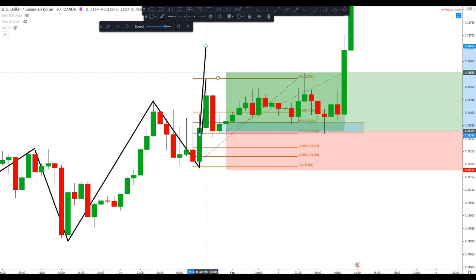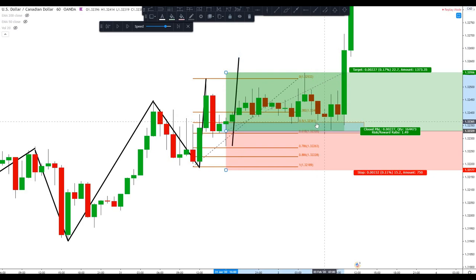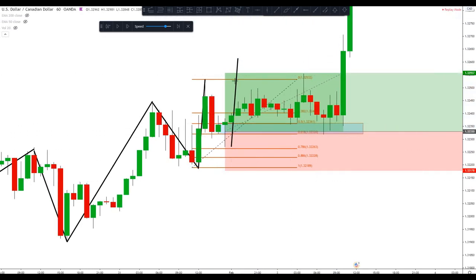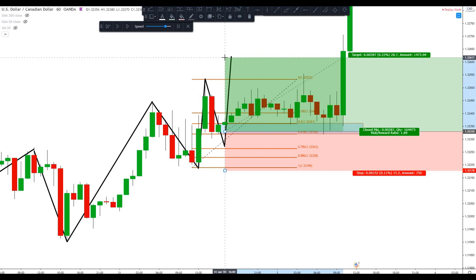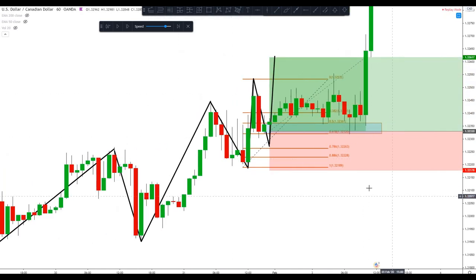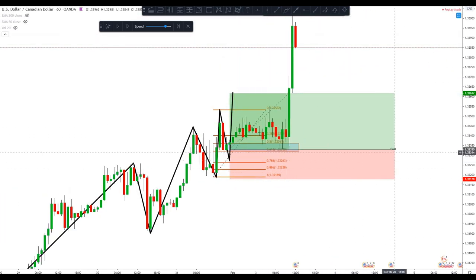We would target this. This has to be at the lowest point of the pullback. So the lowest point of the pullback was right here, right? So we take this, we attach it right there, we project it forward. Our target becomes the completion area right here. And you can see that was a pretty decent trade there as well.